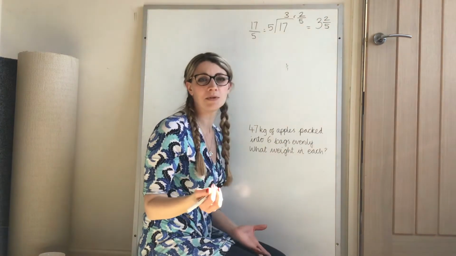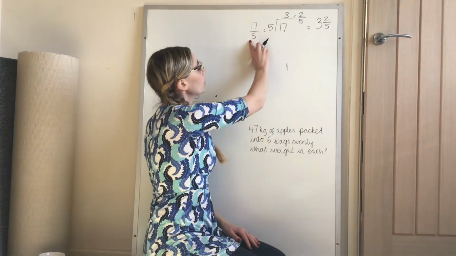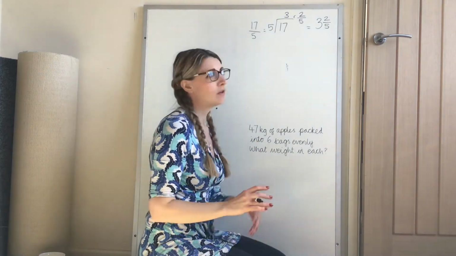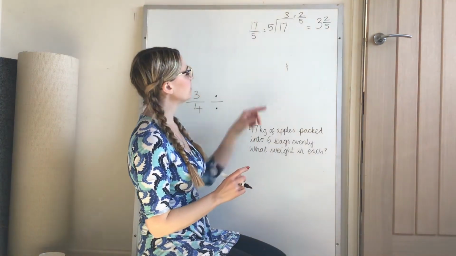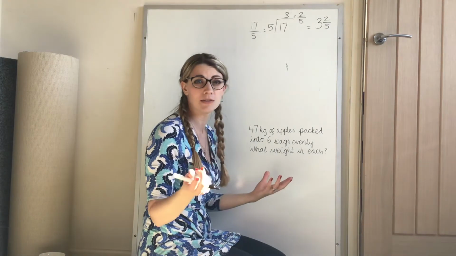That's really similar to what we were doing yesterday, it's just a different way of doing it. So when we were looking at this before, we were saying that we know that 5/5 make a whole, and out of that 17 we could get 3 lots of those 5 to make 15, and there'd be 2 left over, so it's the same thing.